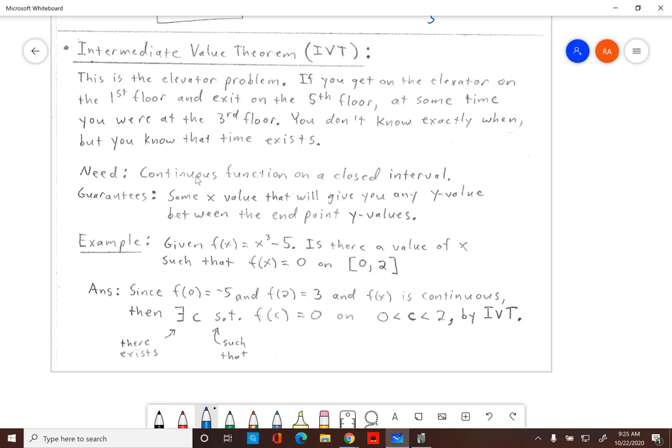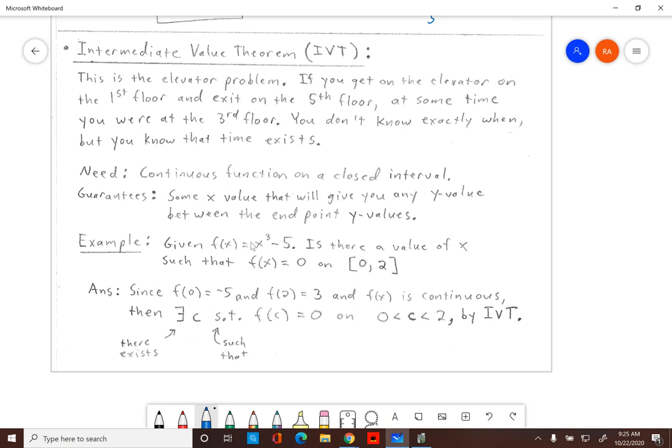But in order to use it, you need a continuous function on a closed interval, meaning you can't have any jumps, any of these discontinuities. You can't have any discontinuities, and you need the endpoints. Closed interval means brackets, meaning you have both endpoints. And if you do have those two things, you're guaranteed to hit every y value at some x value that I don't know what that x point is. Let's see it in action.